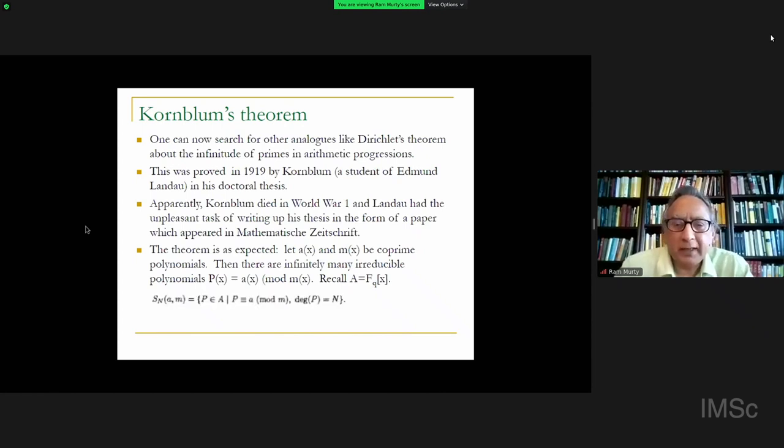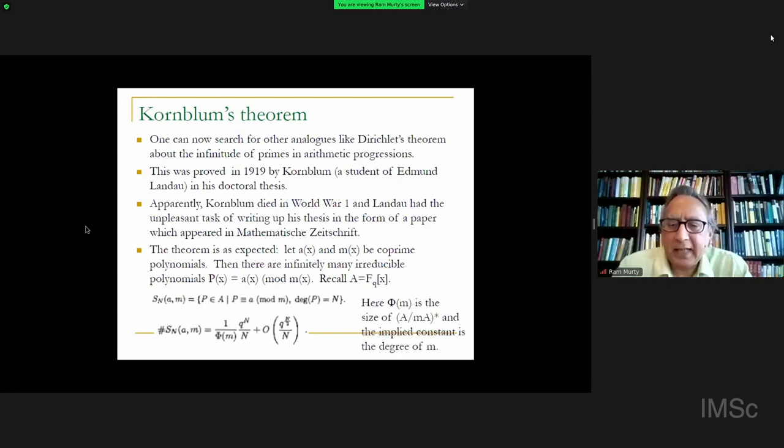So we call that capital A in F_q[X], and if we want to do a counting of this number of irreducible polynomials in a given arithmetic progression with degree capital N, then you can write down, using again an analog of the theory of L series, the main term: q to the N over N times 1 over phi(M), and this phi(M) is the analog of what you expect it to be. It's the number of coprime residue classes modulo M, the analog of the Euler function. So you have all this beautiful stuff emerging.